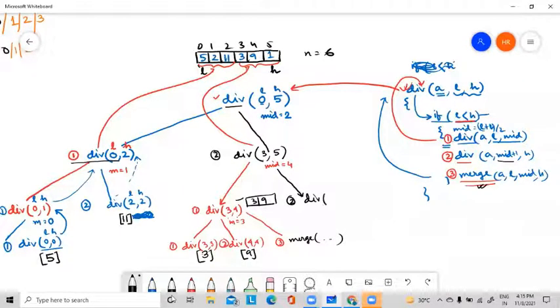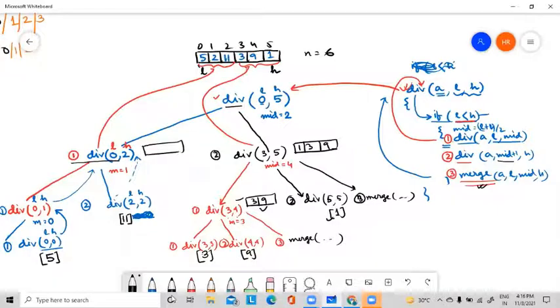Okay, now for this diff function, the next diff function, what is the next diff function? The next diff function is from mid plus 1 to h, 5 to 5. 5 to 5 means the element is 1. Now for this diff function, there is the third function, that is the merge. So this merge will merge this and this one. So this will return after merging 1 3 9. Similarly this will return, the merged one is 2 5 11, correct?